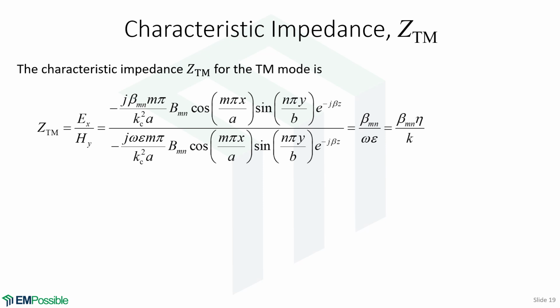The characteristic impedance for the TM modes is the amplitude of E over the amplitude of H. So we can plug in our expressions for E and H and simplify, and we have our final expression for calculating the characteristic impedance. And our phase constant now is known because we've done the wave analysis.